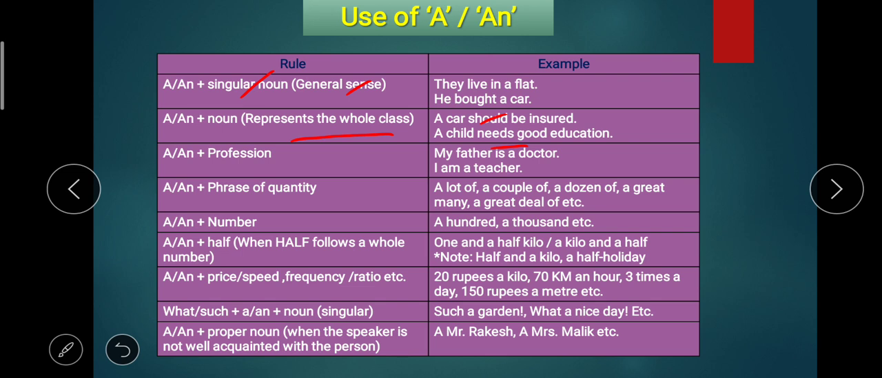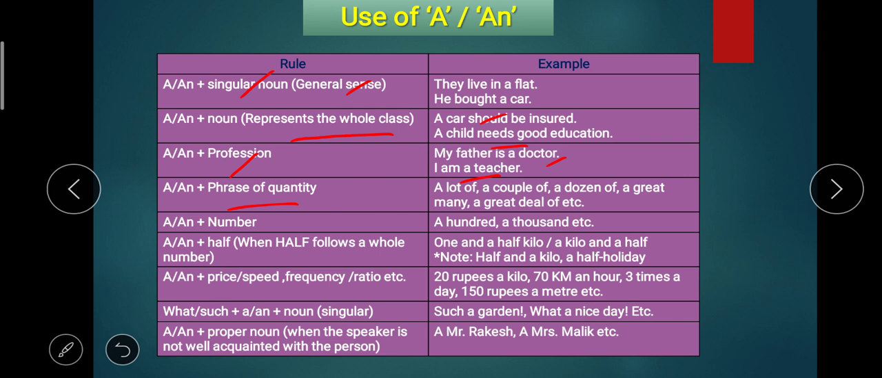Next is, we use a or an before the name of a profession. Like my father is a doctor. Now doctor is a profession, so we need to use either a or an as per the first sound of the word. Doctor has a consonant sound, so a. I am a teacher. Teacher is a profession, that's why it takes a or an before it as per the sound.